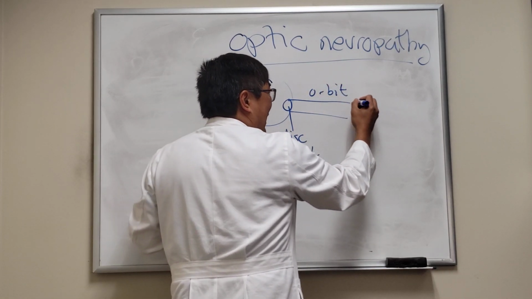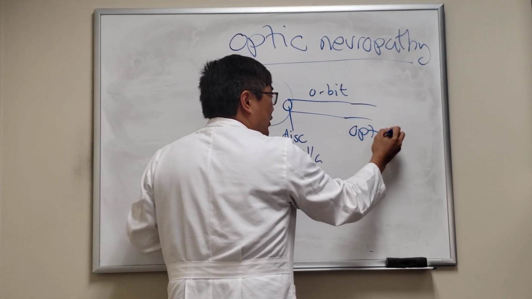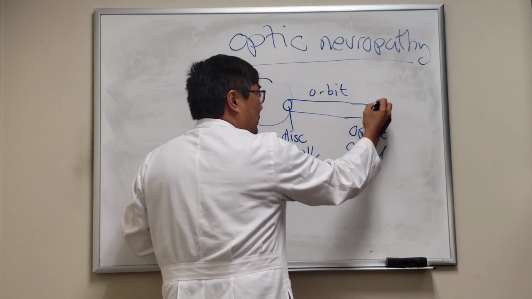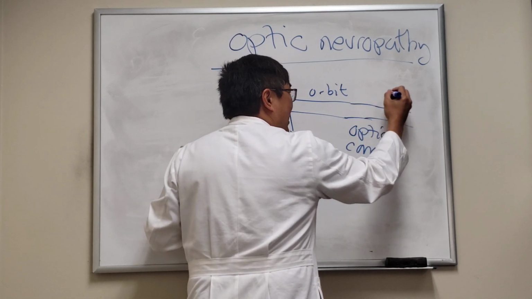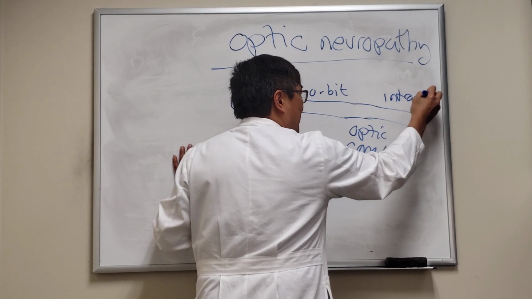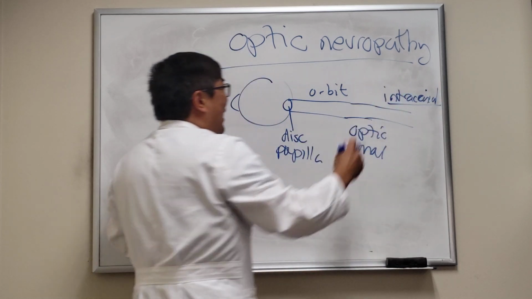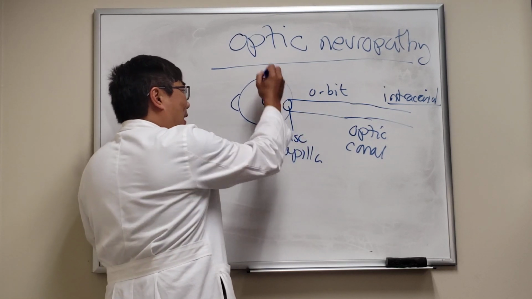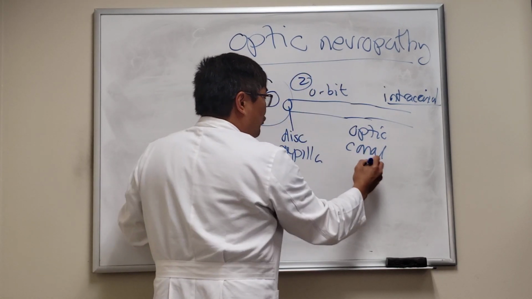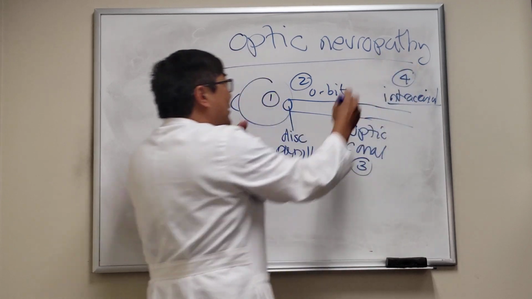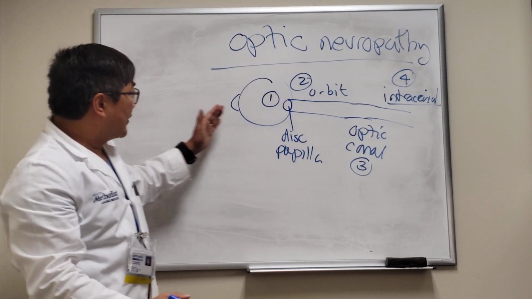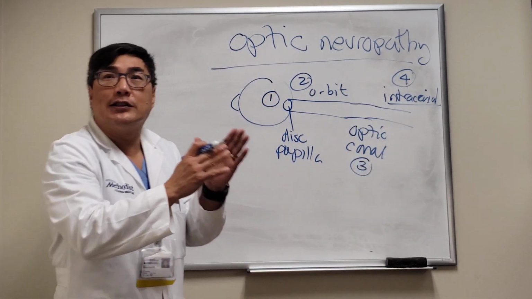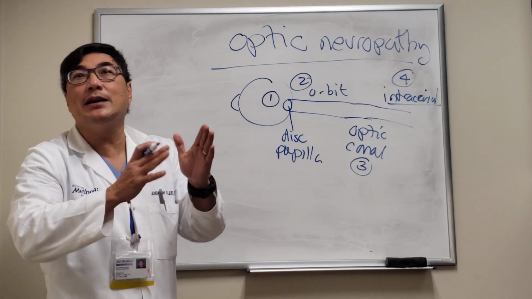And then it has this canal piece, that's the optic canal, which is a bony canal. And then the intracranial piece, which connects to the optic chiasm. So those are the four segments of the optic nerve. So you could have intraocular, intraorbital, intracanalicular, or intracranial optic neuropathy. It's important to differentiate these because the localization determines in part the imaging study.